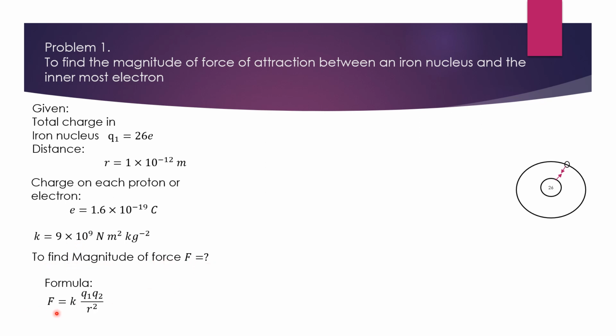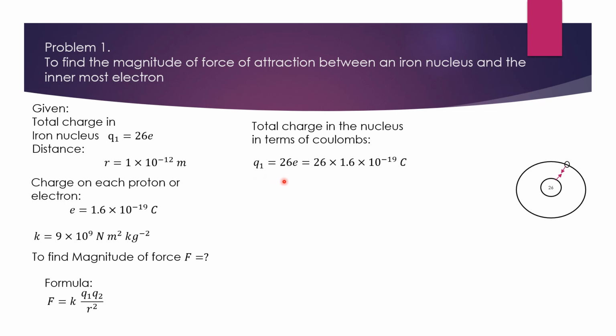Now the formula that we use is the electrostatic force equal to K Q1 Q2 over R square. The total charge in the nucleus in terms of coulombs is calculated as Q1 is equal to 26E, that is 26 into 1.6 into 10 power minus 19. Calculating it results in 4.16 into 10 power minus 18 coulombs. Now force is 9 into, this is the value of K, putting in these values of nucleus charge, and this is the charge on an electron, and this is the distance, results in approximately 6 into 10 power minus 3 Newton.